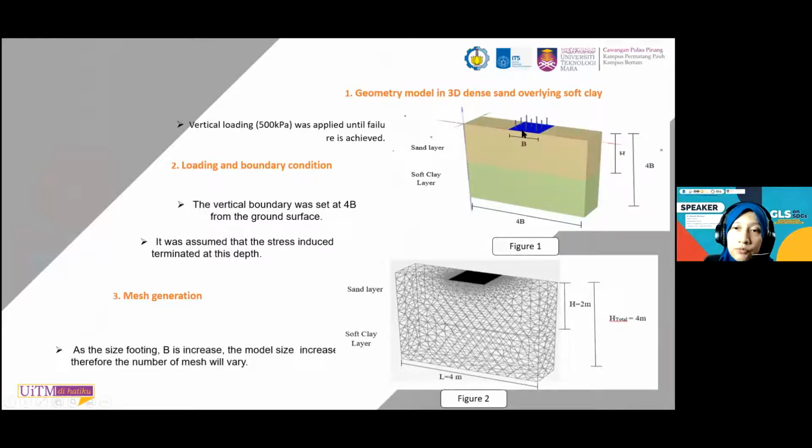So this foundation is subjected to a vertical loading of 500 kPa. It is applied until failure is achieved. So this is the dimension of the soil layers and also the dimension of the footing. And the next one, we have to apply the loading and boundary conditions.